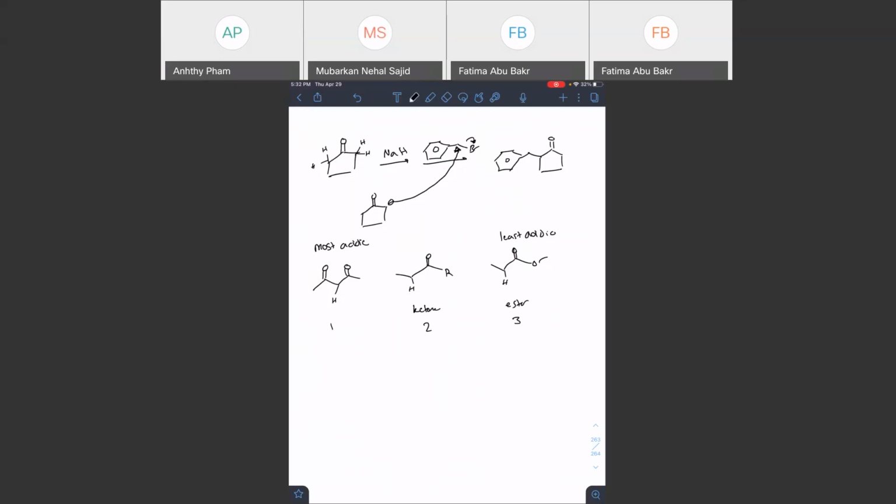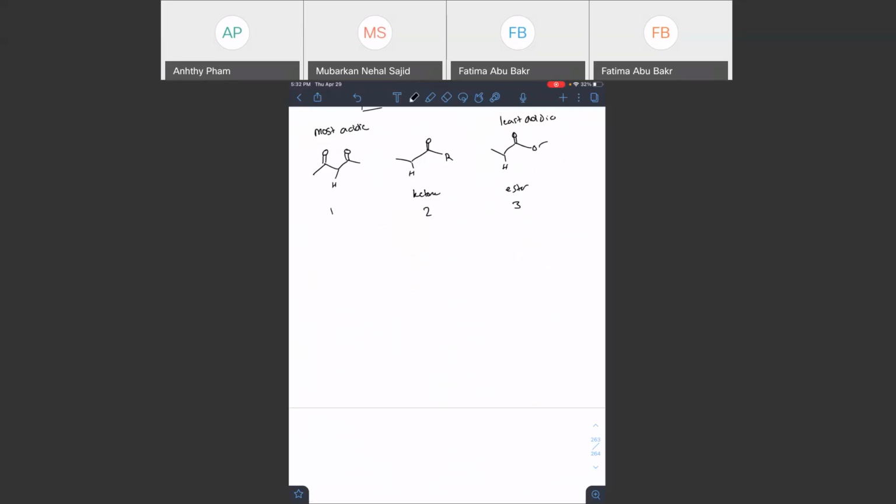Okay, LDA. I'm not sure if you guys have seen LDA before, but it's actually not too difficult. LDA is, I believe, a hindered base essentially. So here's a reaction with LDA. So LDA and then THF or any of those solvents, and then some kind of substitution, something that we'll be substituting.